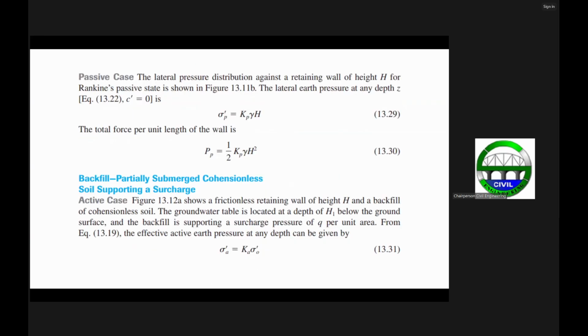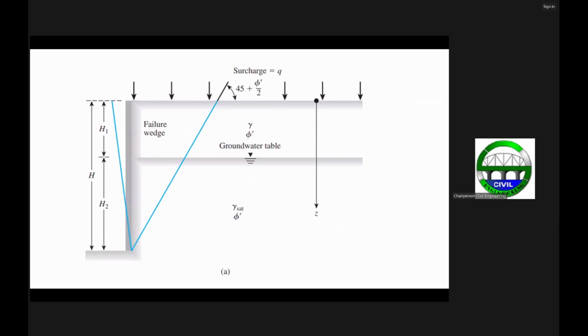Now we also have the case wherein we have a backfill, still assuming a horizontal surface, but this time a partially submerged cohesionless soil, say granular soils, which is normally what we put when we do backfills, unless we don't have a choice with cohesive soils. This time it supports a surcharge, which can be anything: equipment, a house, or any structure. So this is now the figure for that one.